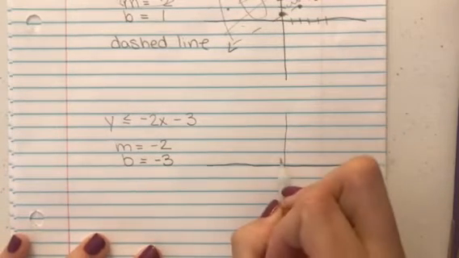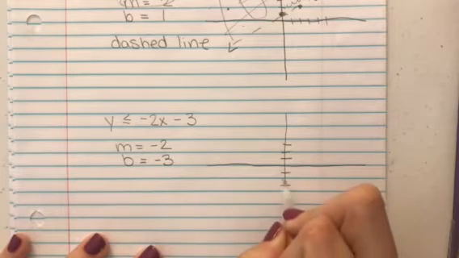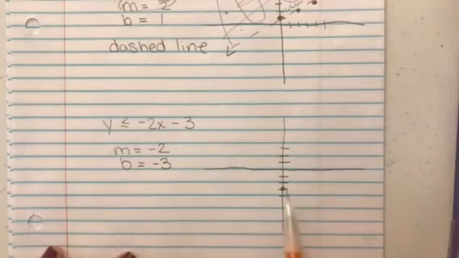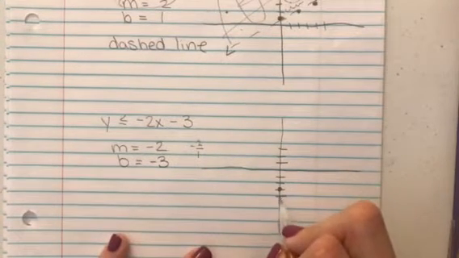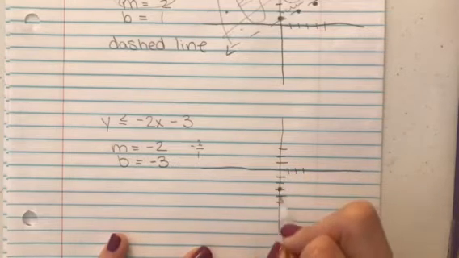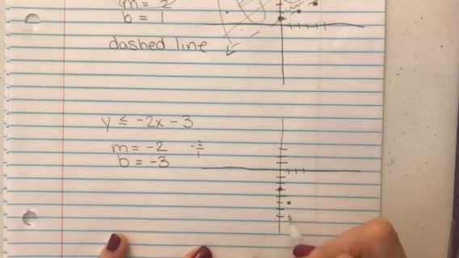So on our coordinate plane, we're going to start at negative 3. Okay, then just like normal, we need our slope to be a fraction form. So I need this to be negative 2 over 1. So from this point, I'm going to go down 2, but then remember I'm going right 1 because it's negative 2 over positive 1. Do that again.